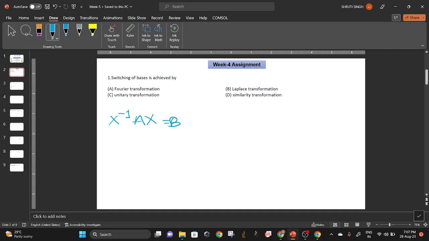But the actual method behind the unitary transformation is similarity transformation. We are finding a conjugate anyway in the unitary as well. Fourier and Laplace transformations are different, but unitary transformation is a similarity transformation. So this is a more general case, and that's why the correct answer is this one. Ma'am, what is the difference between the similarity transform and unitary transform? Okay, this is a similarity transformation.